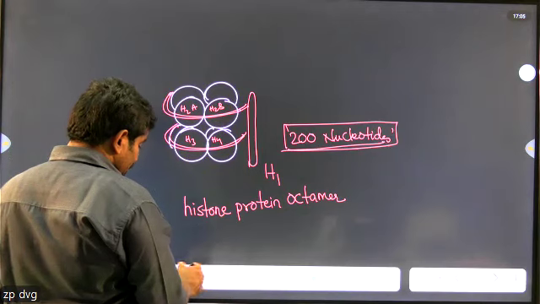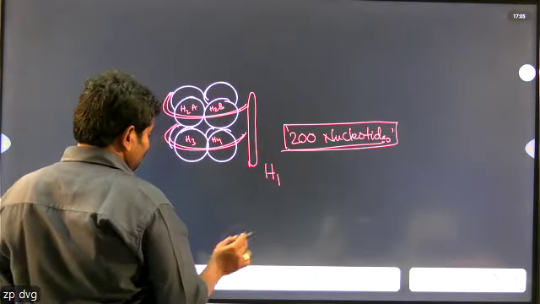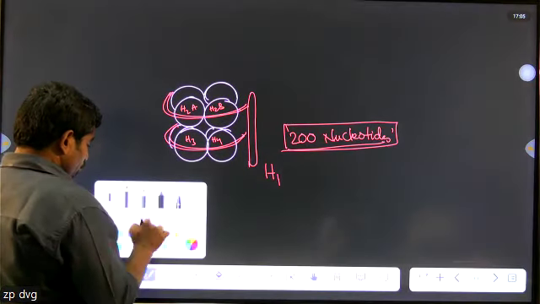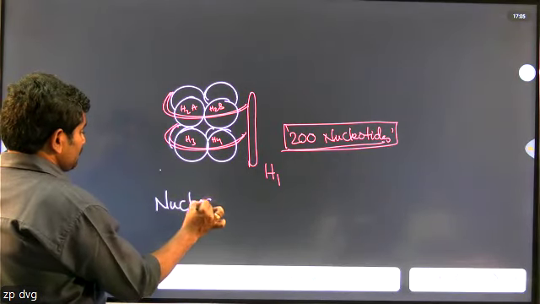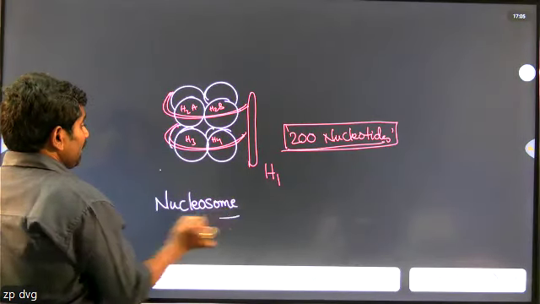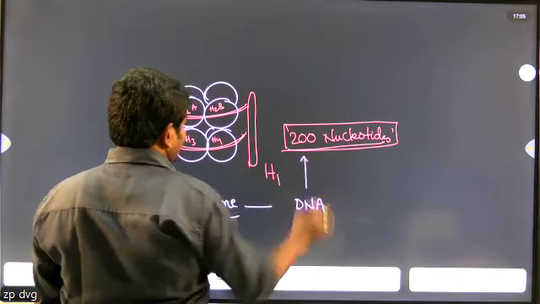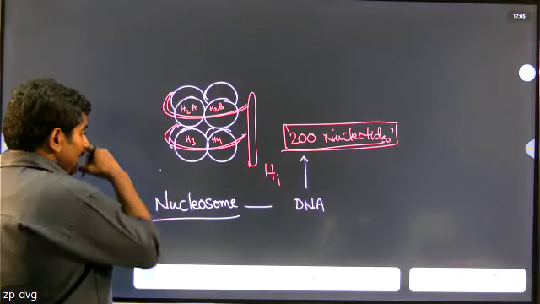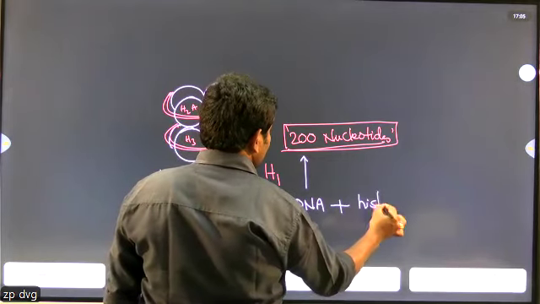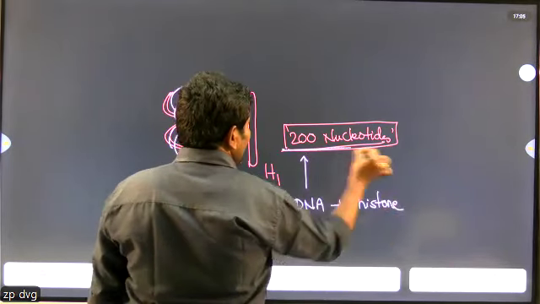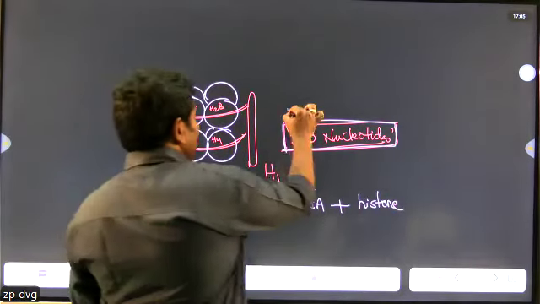This histone protein octamer plus 2 wraps of DNA is totally called a nucleosome. A nucleosome contains DNA equal to 200 nucleotides. A nucleosome contains DNA plus histone proteins. How much DNA? In a nucleosome, 200 nucleotides length of DNA is there, which is very, very important.